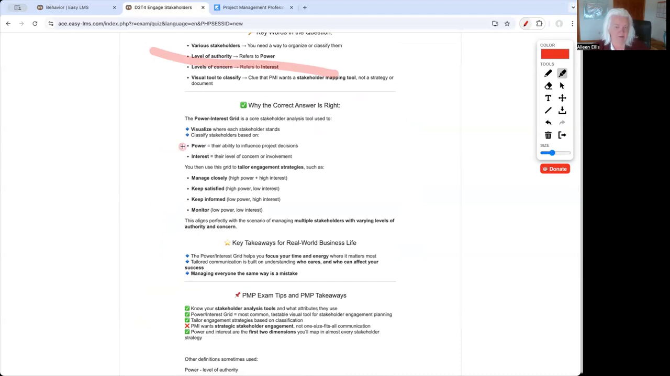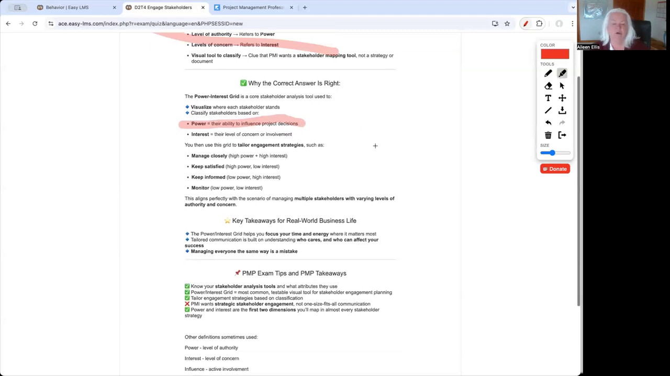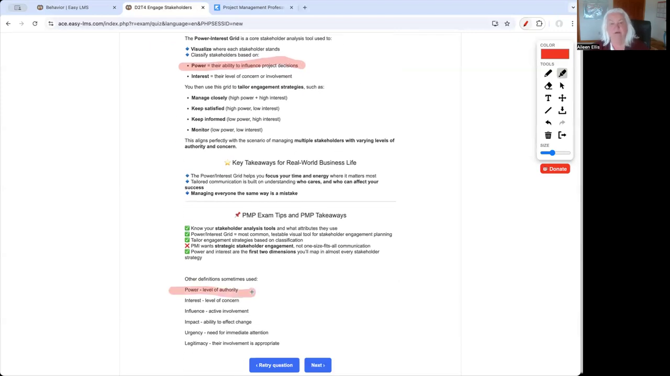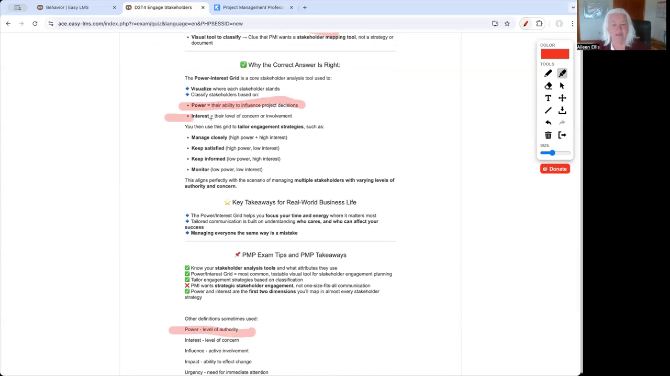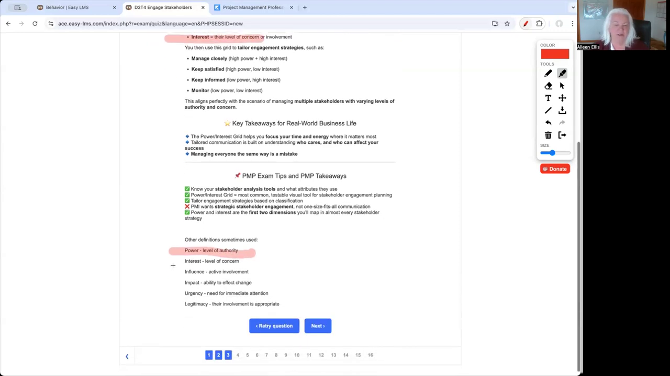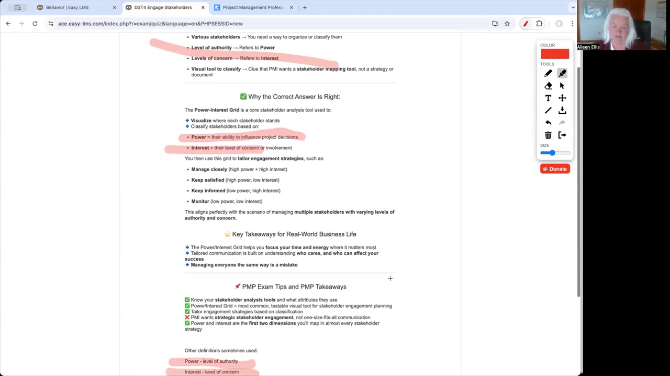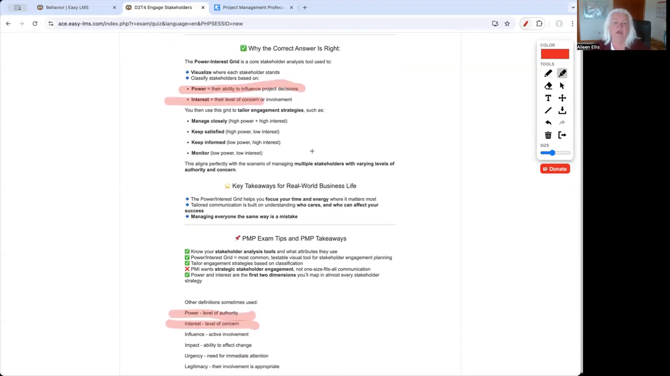Power, their ability to influence project decisions. Sometimes we'll say power is level of authority. Interest is their level of concern. Again, down here, interest, level of concern. Key takeaways. The power interest grid helps you focus your time and energy. PMI wants strategic stakeholder engagement, not one size fits all.